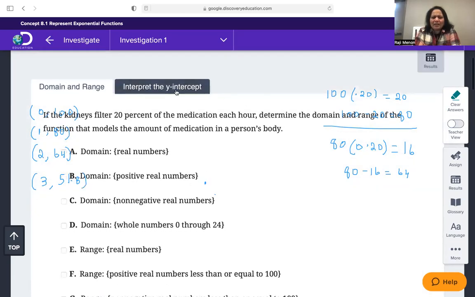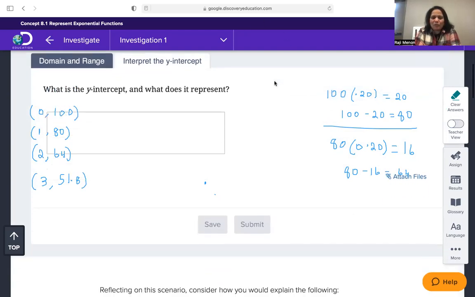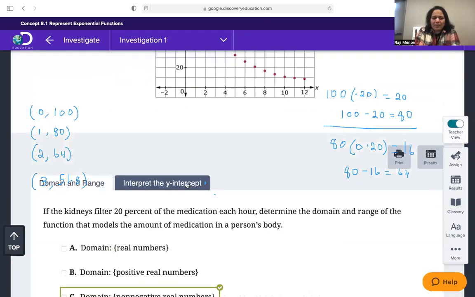Interpret the y-intercept. What do you think? How do you interpret the y-intercept? I'm just keeping this writing there because we may need to use it for the future. So what is the y-intercept? What does it represent? It's the beginning, right? The starting point, the beginning, how much medication is there, right? I can just show you their answer also.